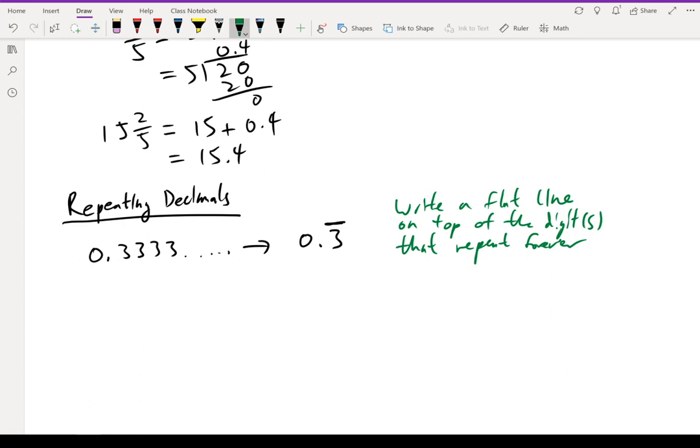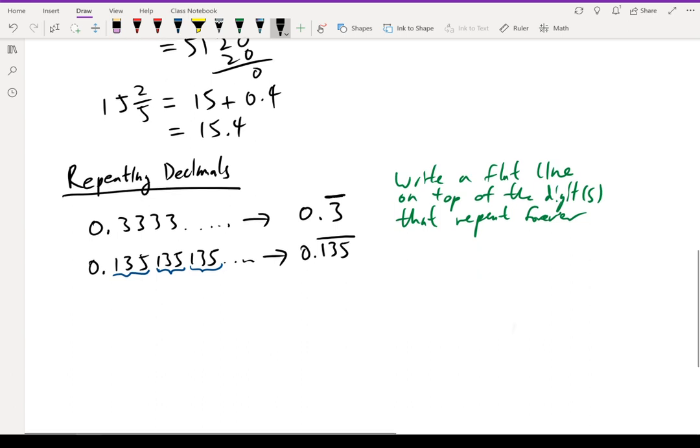Now, another example, if I have 0.135, and it goes on forever, and you can see that these sets of numbers, that 1, 3, and 5, 1, 3, and 5, 1, 3, and 5, they repeat itself, then we can write that as 0.135, and I'm going to put a line on top of all 3 of the numbers to show that the 3 numbers repeat itself.